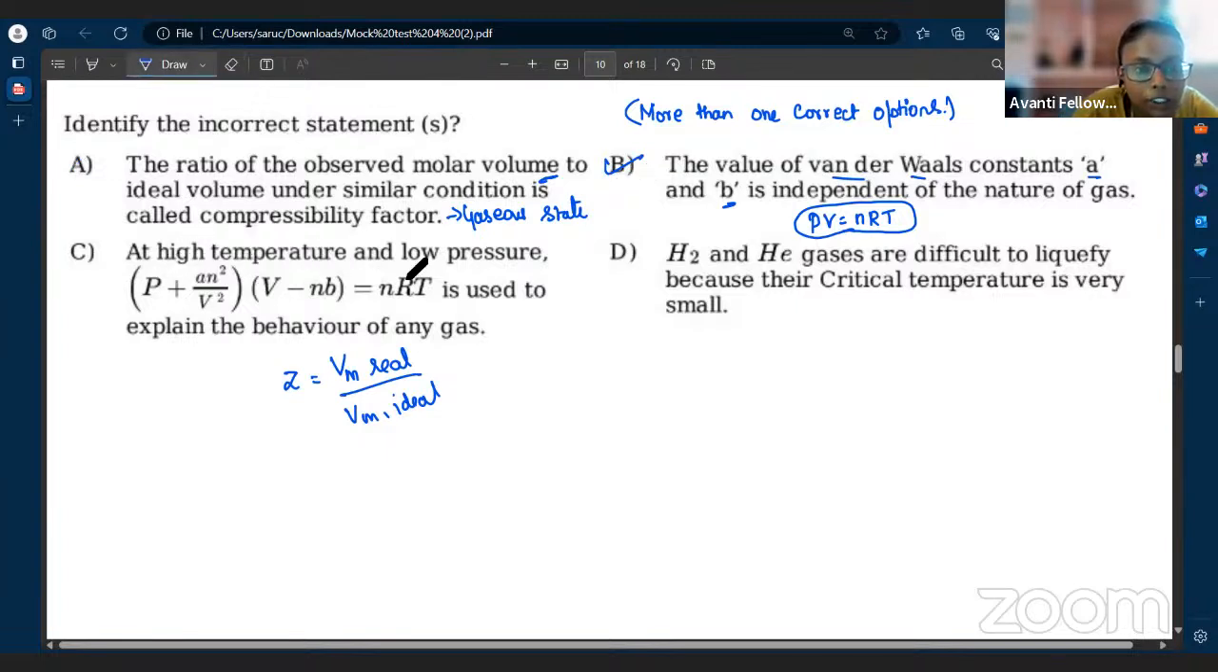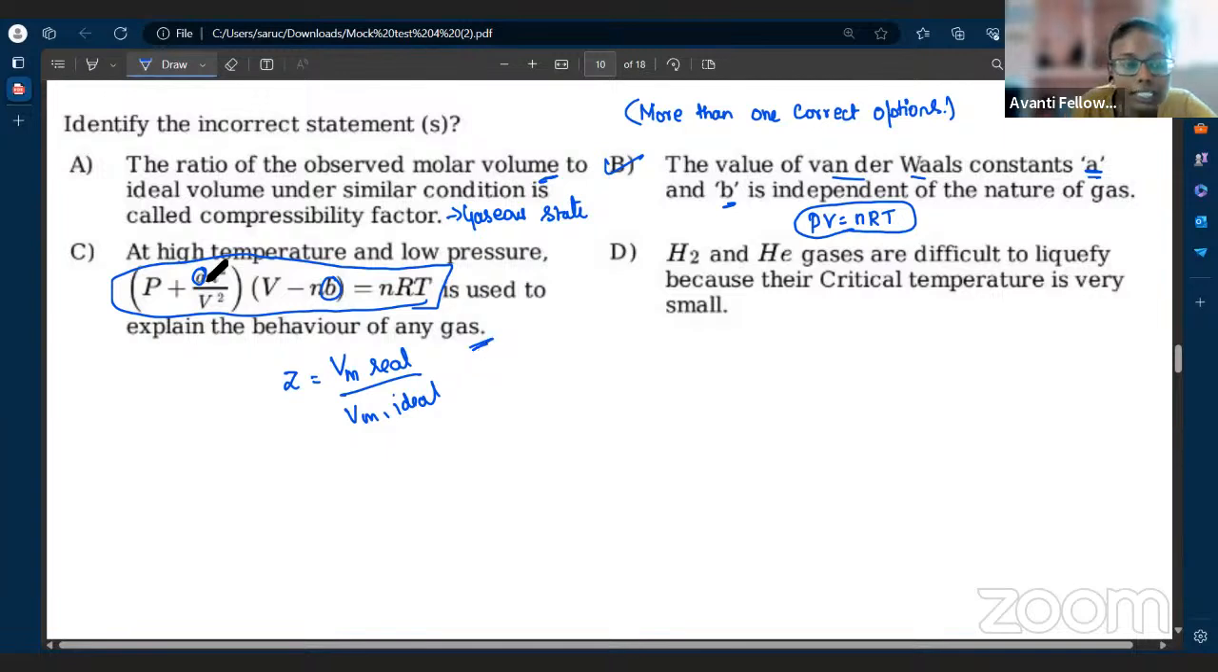Now, at high temperature and low pressure, this is your Van der Waals equation: (P + a n²/V²)(V − nb) = nRT. You can see the a and b terms over there. That is what is given here: Van der Waals constants a and b, which are used to explain the behavior of any gas.